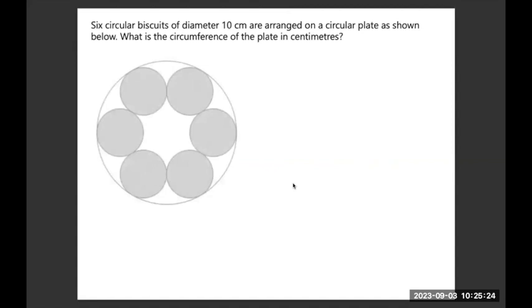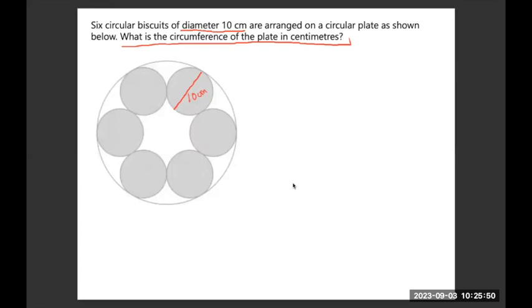Yeah. So here you're given a circular plate, and within the circular plate, there are 6 circular biscuits which are kept. What you have to find is the circumference of the plate. What you are also given is the diameter of the circular disc, which is this one, is 10 centimeters. You have to find the circumference of the plate.